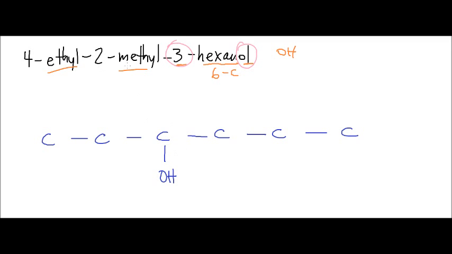Then we're going to put in our methyl group. Sorry, our methyl is a 1 carbon. And our ethyl is a 2 carbon, and it's on the number 4. So on the number 4 carbon, I'm going to draw 1, 2 carbons. So here is my ethyl group.